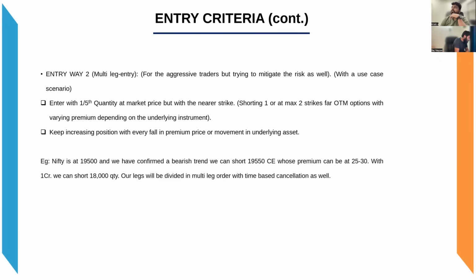Let me give you an example here. The market is at 19,500, and here the market is at 19,550, and 19,660 is here. Now what is happening? The market is at 19,500. We have formed our bearish stance. Instead of taking all the 18,000 quantity at once, we are going to divide our legs into multiple entries, and we are going to short the first leg of just 3,600 quantities at the 19,500 call option.